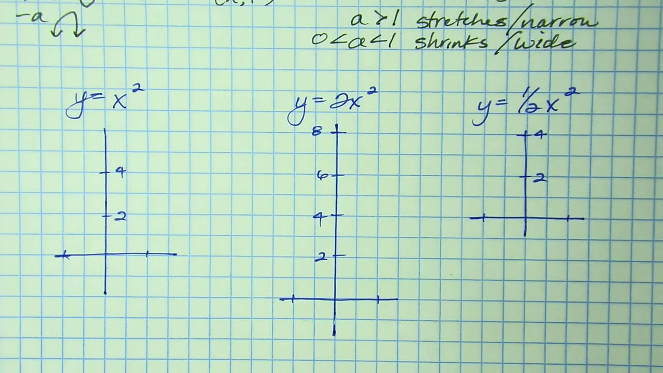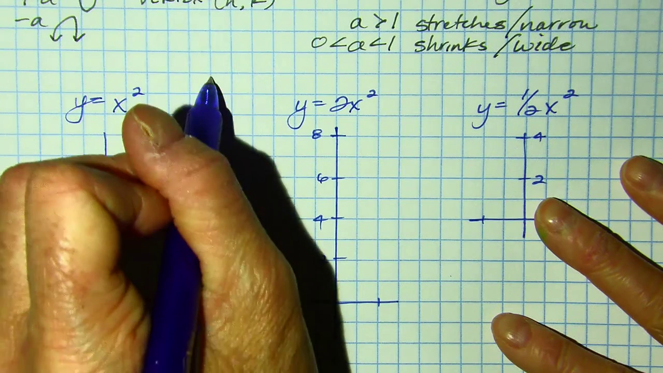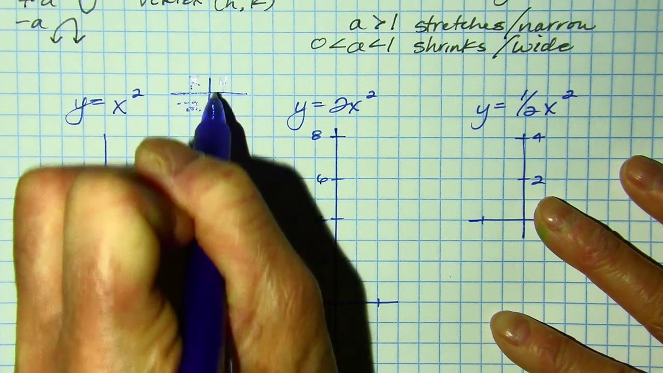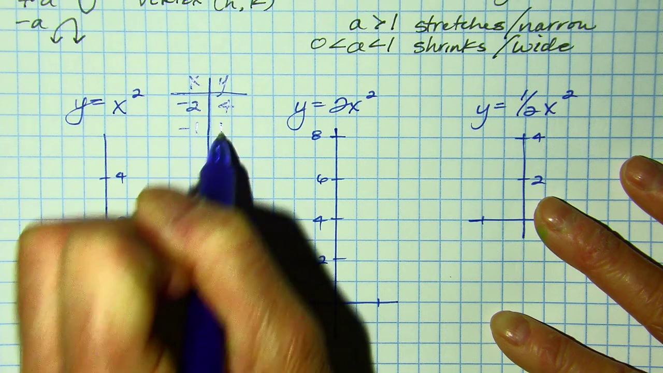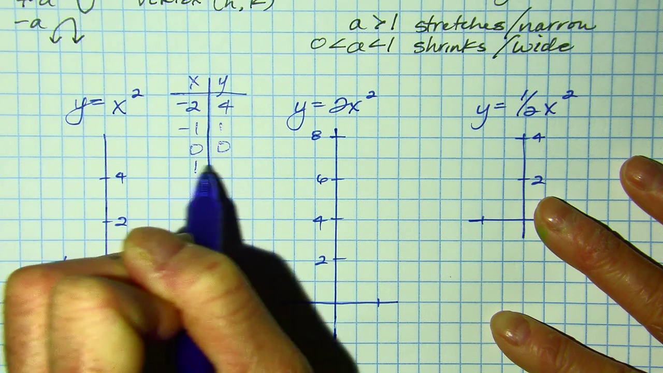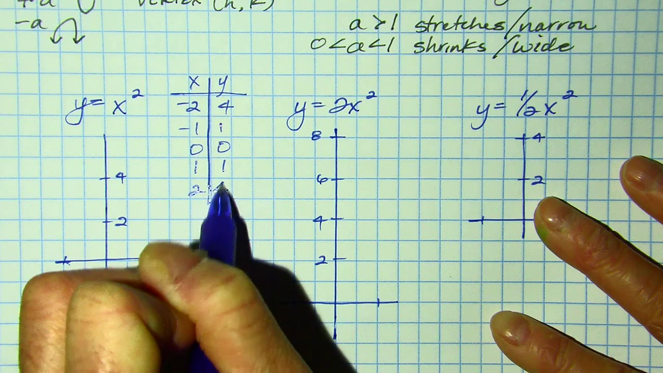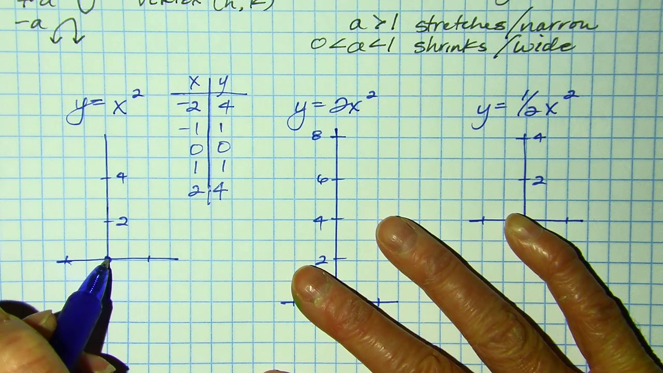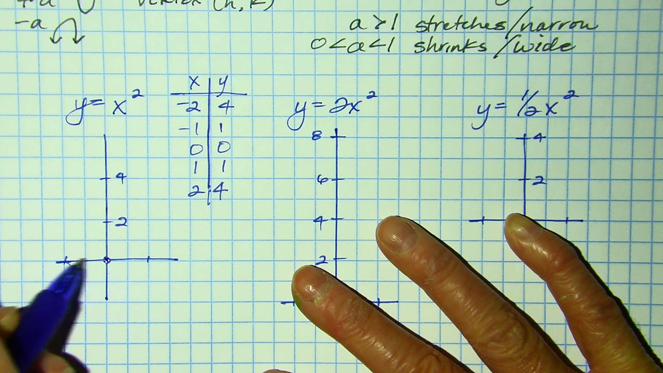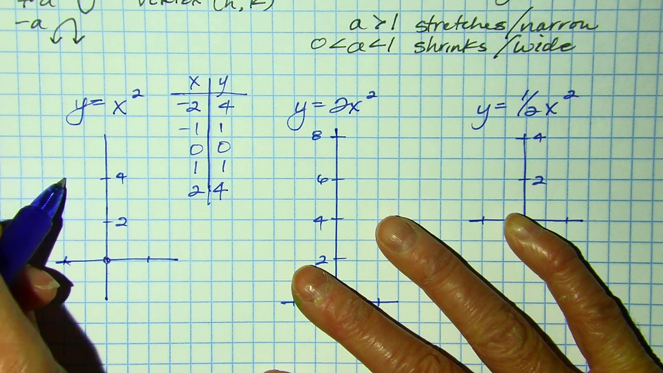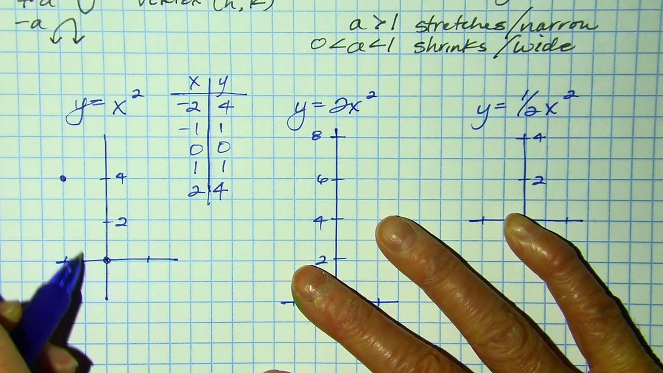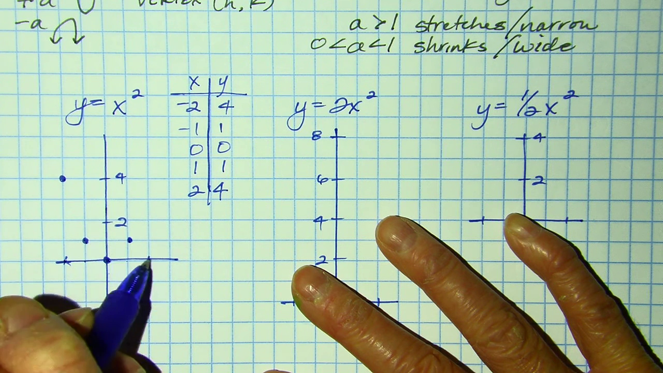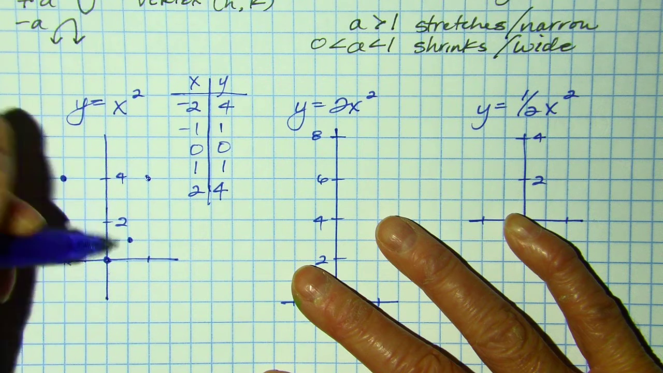I know that in my parent function, numbers squared, -2 squared is 4, -1 squared is 1, 0 squared is 0, 1 squared is 1, 2 squared is 4. This is my parent function. So if I go over, here's my vertex at 0, 0. If I go to the left 2, 2 squared is 4. If I go to the left 1, 1 squared is 1. To the right 1, 1 squared is 1. To the right 2, 2 squared is 4. So here is my parent function.